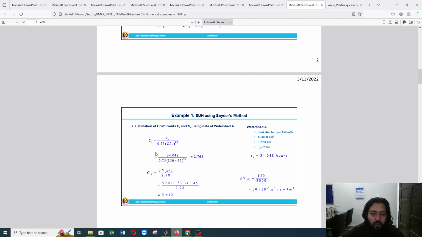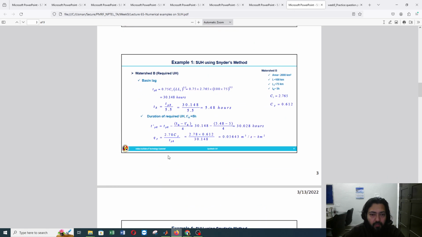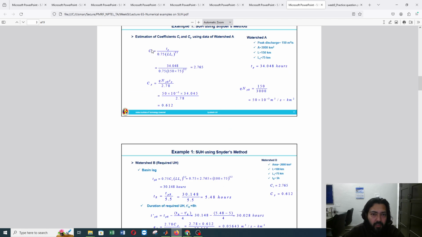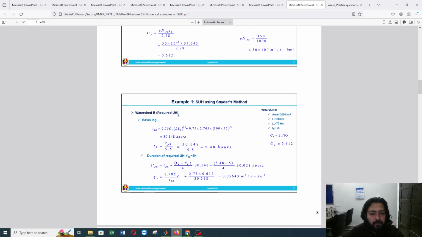So this same value we are going to substitute when we calculate the peak discharge, time to peak, and basin time lag for watershed B. So now we are coming to watershed B, which is the required unit hydrograph, right? Here we are going to calculate the value of TPR, right? That value of TPR is 30.4148 hours. How does it come? We know this equation here, and from this equation we calculate TP. The only thing that changes for watershed B is the length of mainstream and LC.